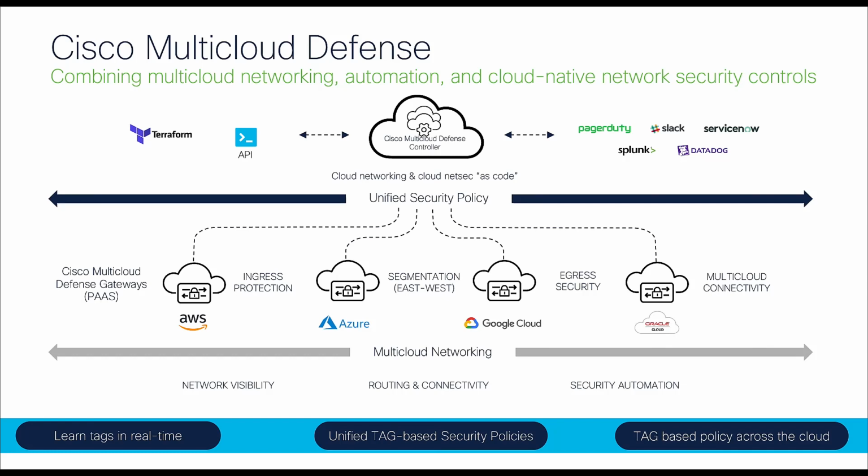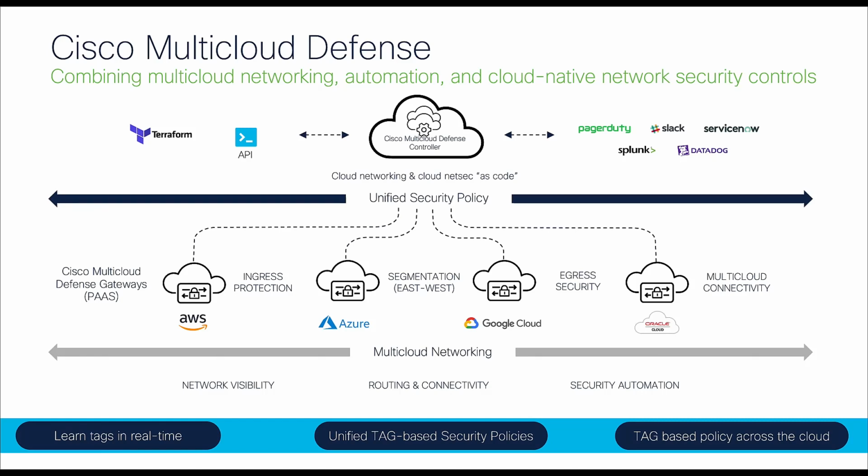So you onboard your cloud accounts and then you deploy gateways. These gateways are deployed as platform as a service because the entire lifecycle management of these gateways is controlled by the Multi-Cloud Defense controller. You can add these gateways into your account to protect your Ingress, Egress, and east-west traffic flow.